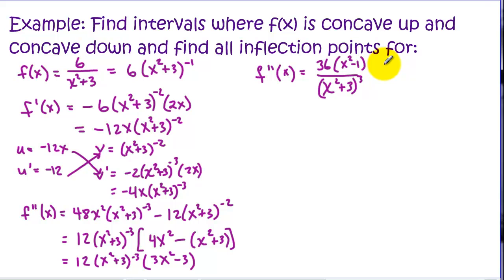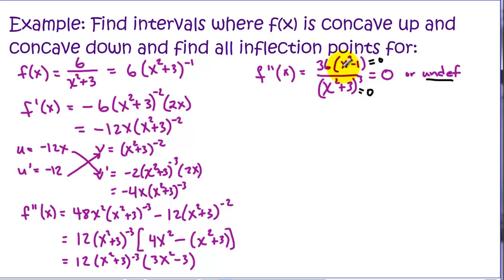Now to solve the inequality for f double prime of x less than 0, greater than 0, and to find inflection points, we're going to use our number line method, and we want to find when this second derivative equals 0 or where it's undefined. When we have a rational function, to find it equal to 0, we're going to solve our numerator for equal to 0. And to find where it's undefined, we're going to set the denominator equal to 0.